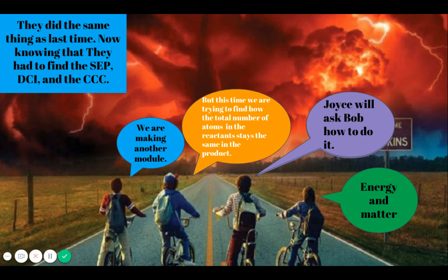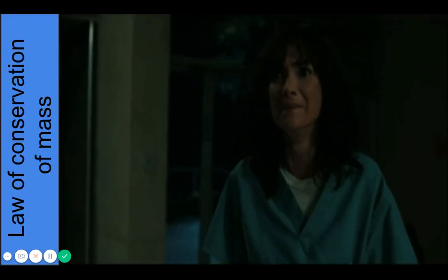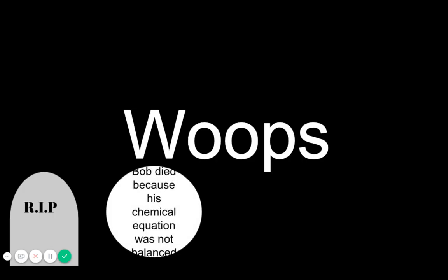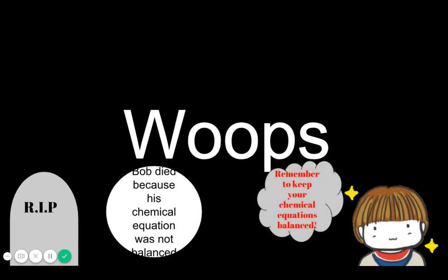Joyce will ask Bob how to do it. You gotta balance the equation. What happens if you don't? Boom. Rest in peace, Bob. We'll always remember you. Whoops. Bob died because his chemical equation was not balanced. Remember to keep your chemical equations balanced.